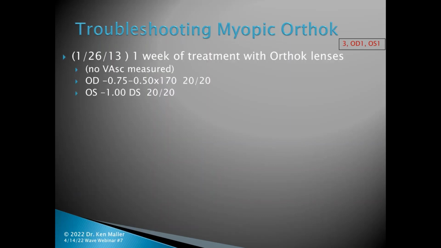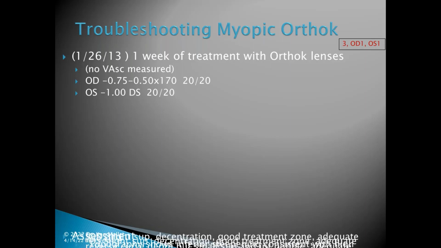Okay, third visit, OD number 1 and OS number 1. This was after 1 week of treatment with the Ortho-K lenses. There was no notation for the uncorrected acuity, but a refraction was done that day, and you could see he's about -1 undertreated with the 20/20 endpoint with that in place.